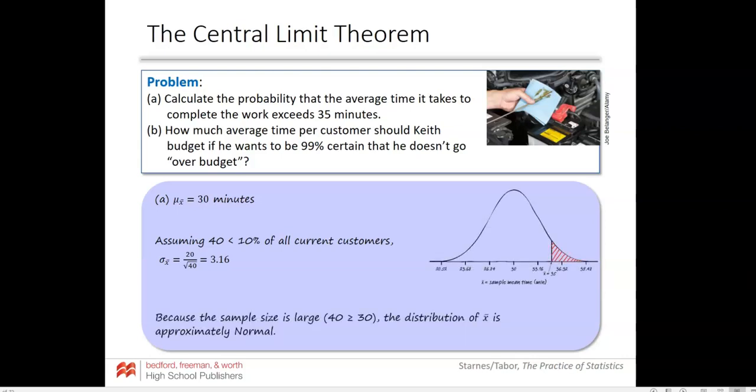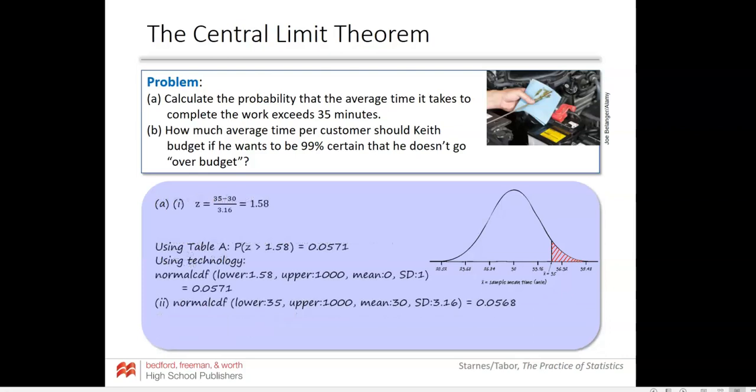We can't draw the normal curve until we check the large condition. It's kind of like the large counts condition, but it's a little different than proportions. We have to make sure the sample size is at least 30. That's our kind of break-even point there. And because it is, we're going to do norm CDF, and the answer is from 35 to 1,000,000 or infinity, with a mean of 30 and standard deviation 3.16.